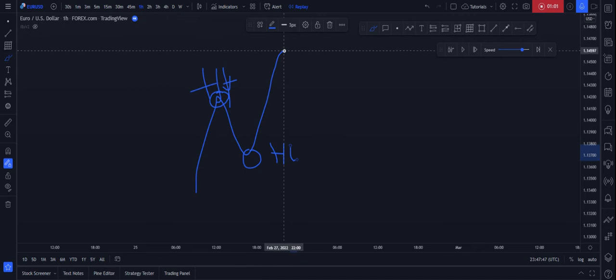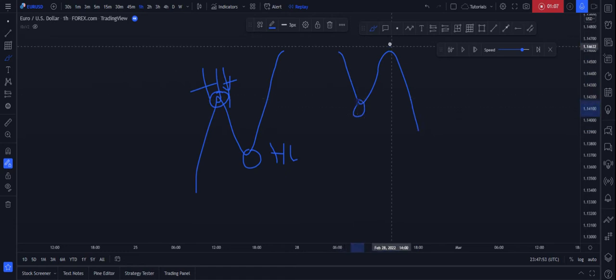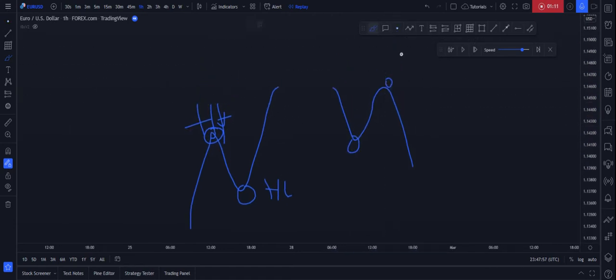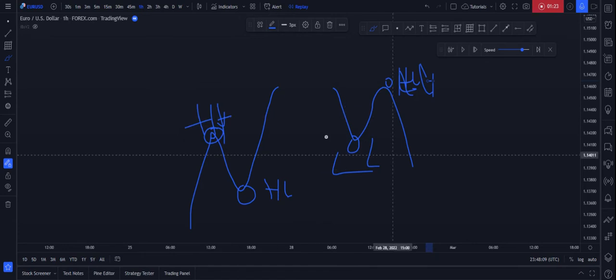So now let's look at the downtrend. In the downtrend, this is your low and this is your high. And in this downtrend, you have to understand the opposite: this is a lower low, and this is a lower high, right? Meaning that price is going to the downside.